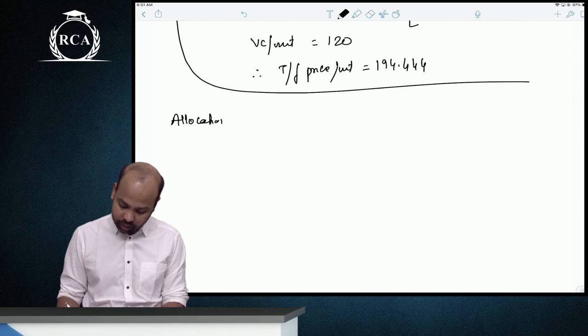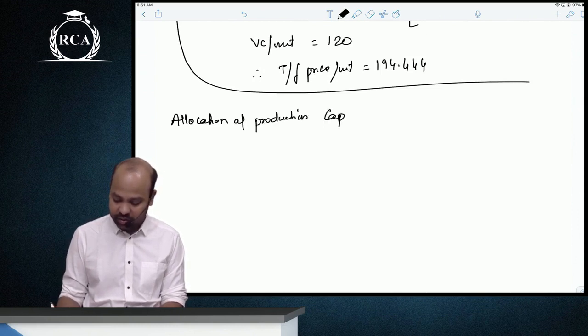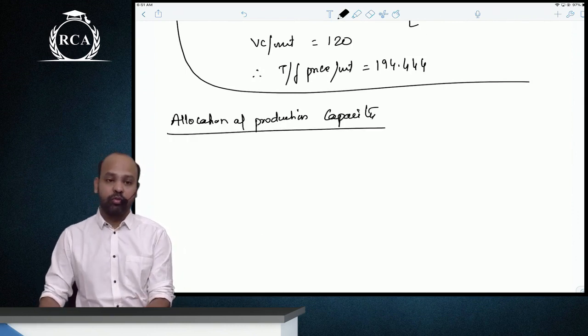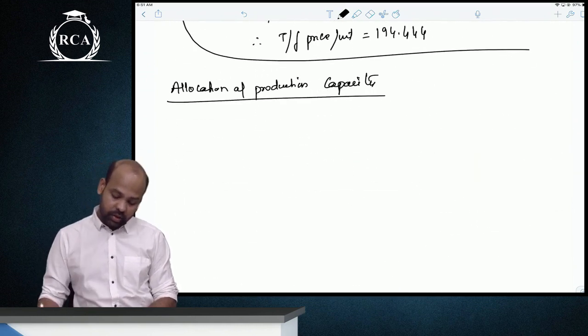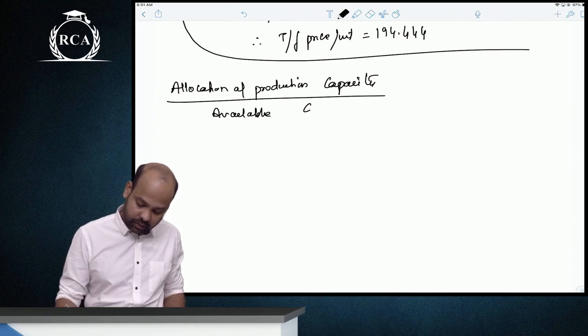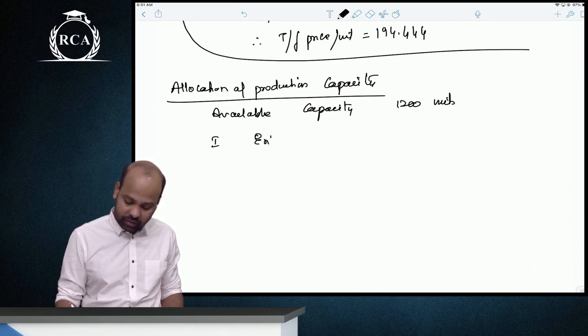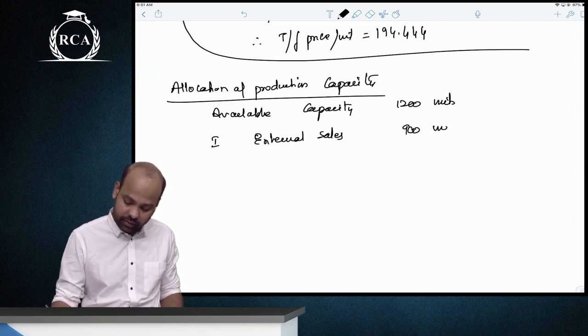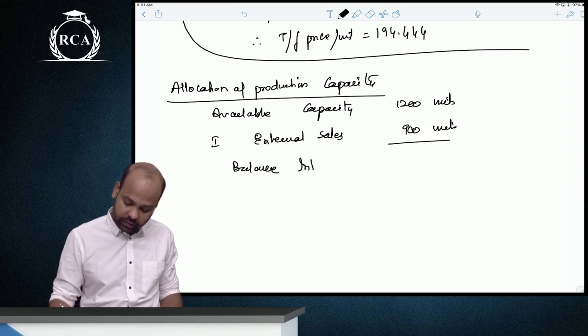If you talk about the allocation of production capacity, this is what they asked us, beta: evaluation of the best strategy for division A. So here you will have available capacity of 1200 units. First preference, beta, is obviously being given to external sales. External sales would be 900 units. And the balance, beta, would be internal transfers.